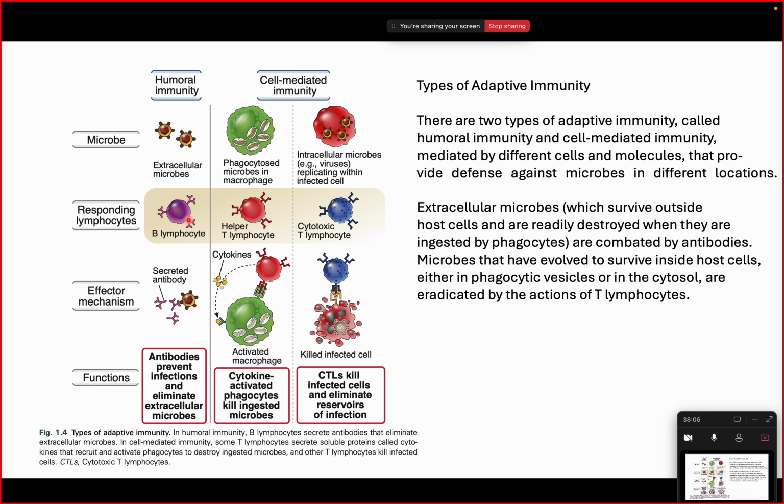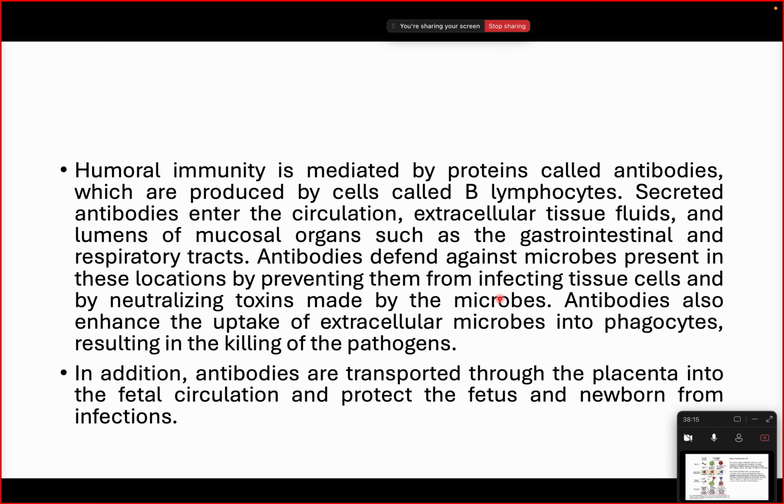So these are the two major branches through which the adaptive immune system works based on location. Correct? Now, a little more in depth, or just a textual explanation of humoral and cell mediated adaptive immunity: humoral immunity is mediated by proteins called antibodies, which are produced by cells called B lymphocytes.